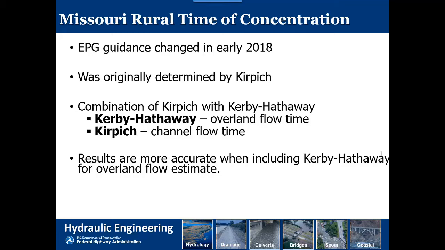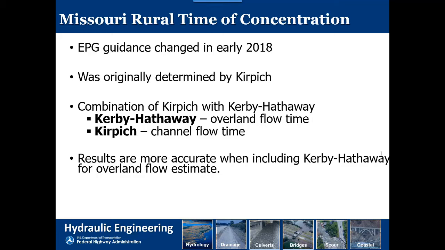We found that for Missouri's topography, if we include Kirby Hathaway for the overland flow, which is essentially accounting for that sheet flow at the top of a watershed, before it finds its slope and goes down its divide into a channel, we were actually getting really close numbers to what we get when we break it into the 3 flow regimes. And it's a lot simpler, a lot more streamlined. So we went forward and actually changed the EPG guidance for that.